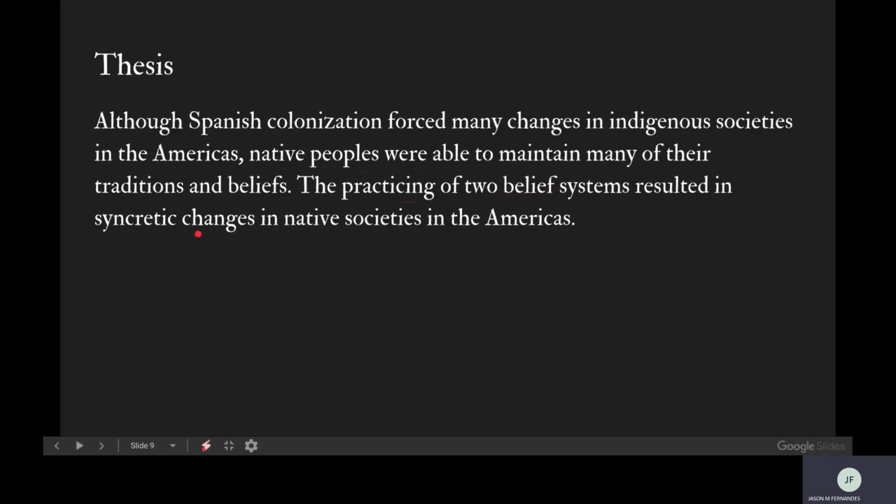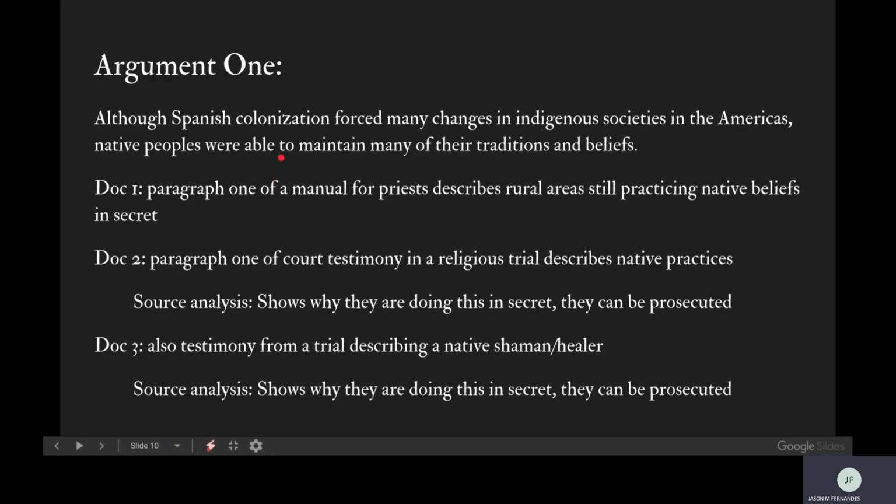Now here's what I'm going to do for making this argument in my body paragraph, right? I'm going to lift this first sentence and use it as a topic sentence in body 1. Because why not, right? It works, okay? And then we can just prove it, okay? So let's prove it. Native peoples were able to maintain many of their traditions and beliefs. And as we went through it, we saw that happening, right?